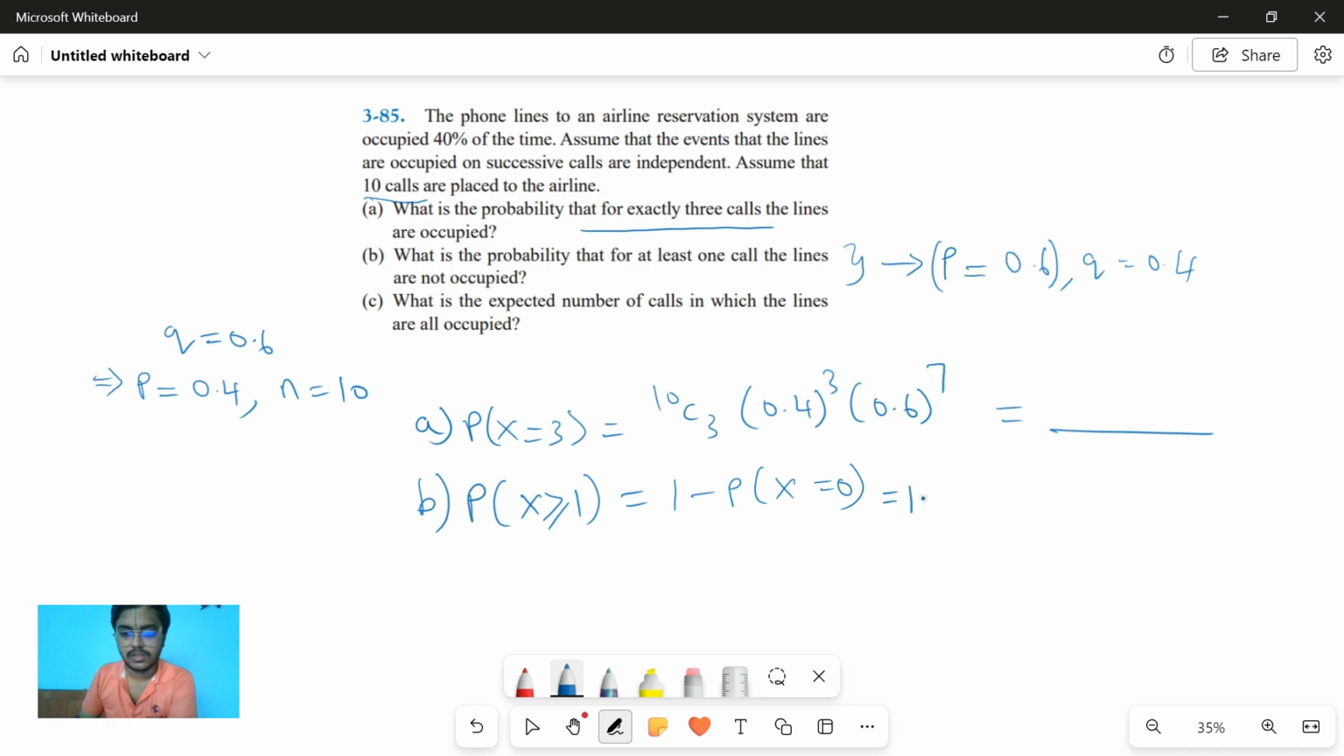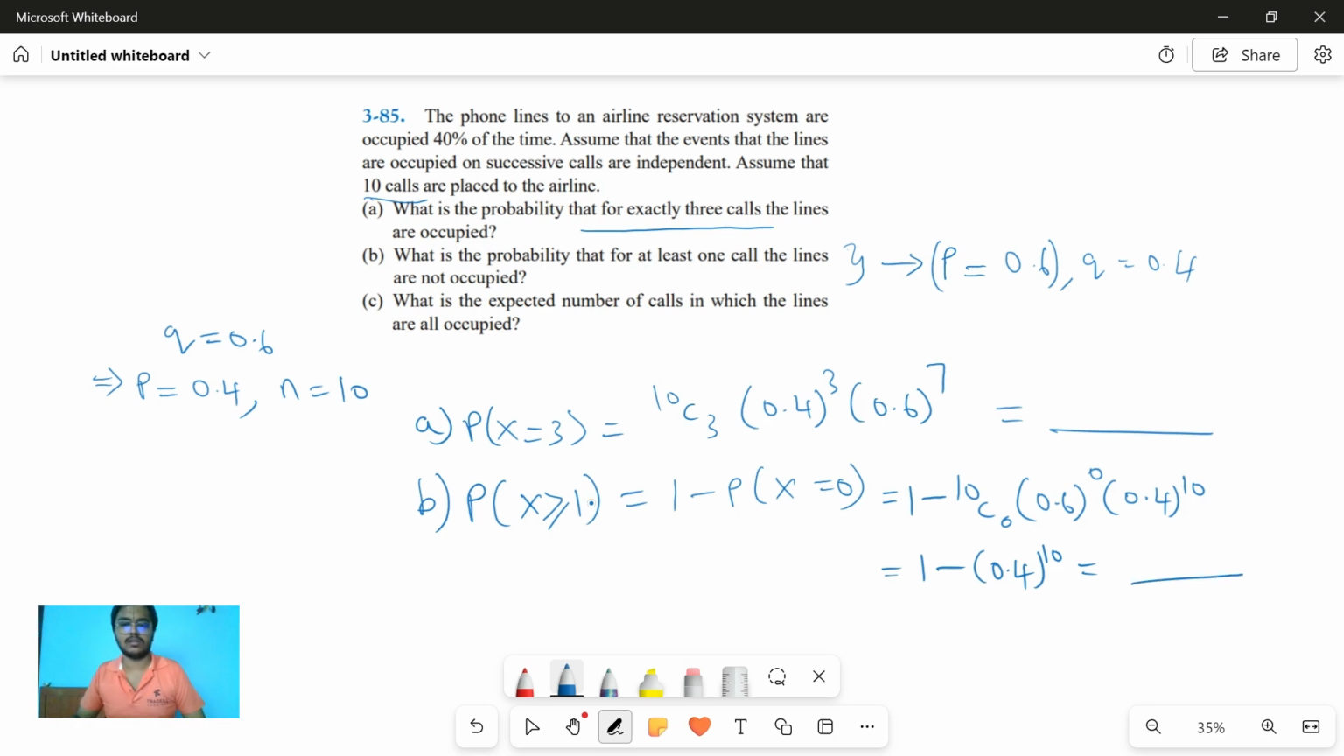So 1 minus 10C0. Your success probability this time is 0.6 power 0 and 0.4 power 10. So this will be 1 minus 0.4 power 10. Understood? So this you'll calculate and get some answer. Okay. So this is one way to do.